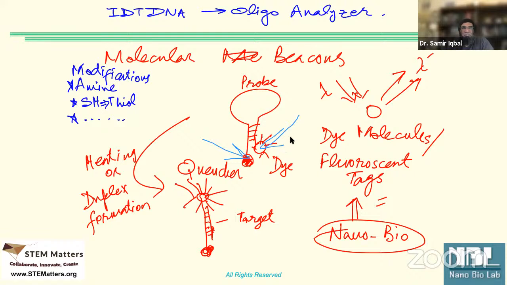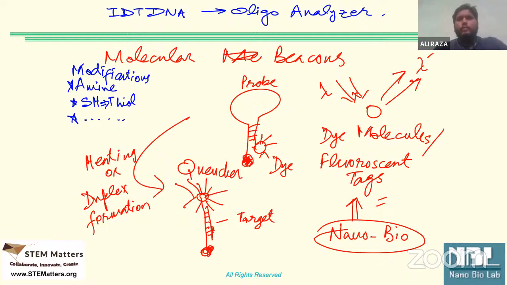Questions? Sir, what kind of information does a DNA report have? What kind of? Information a DNA report contains.